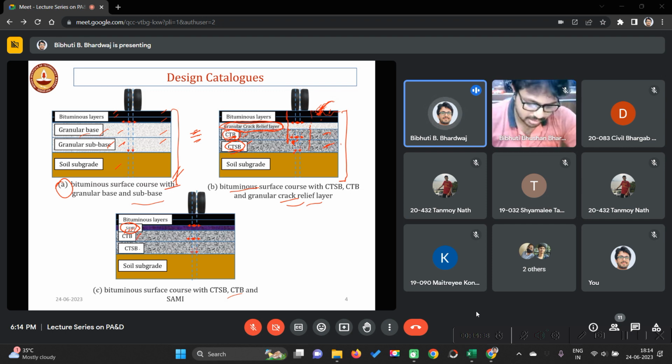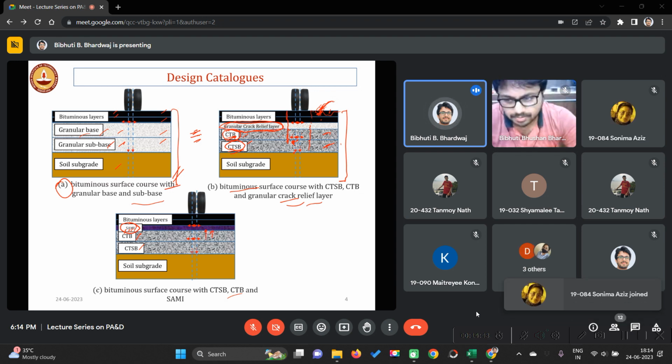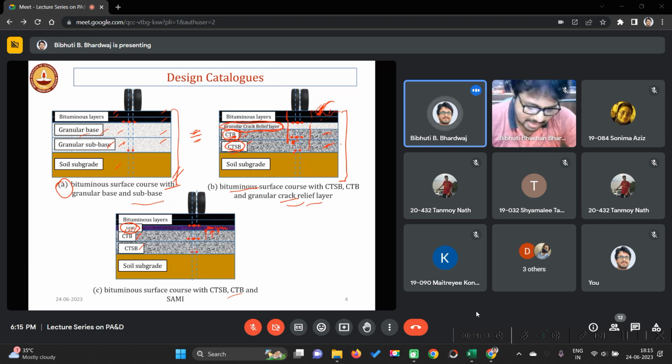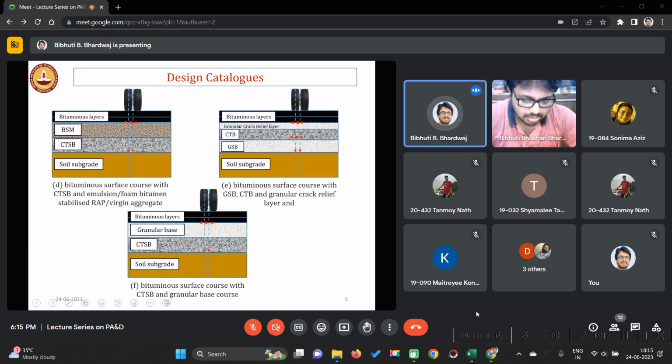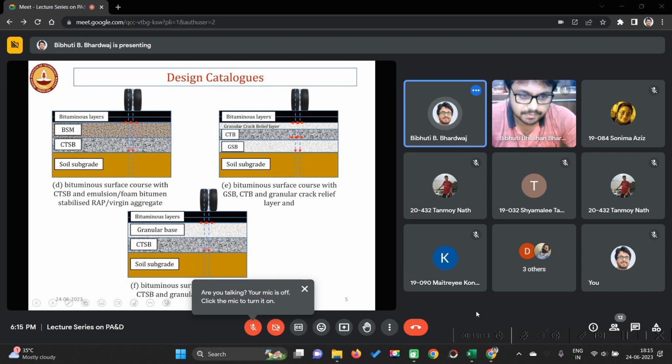That means if you have CTB or CTSB, cement treated materials, then in order to stop the propagation of these cracks to the upper layers, we can introduce this stress absorbing layer. It can be SAMI or it can be a granular crack relief layer, which is made of simple aggregates. And also, as I said, there is scarcity of materials, especially natural aggregates in today's world. So we need to find alternative resources.